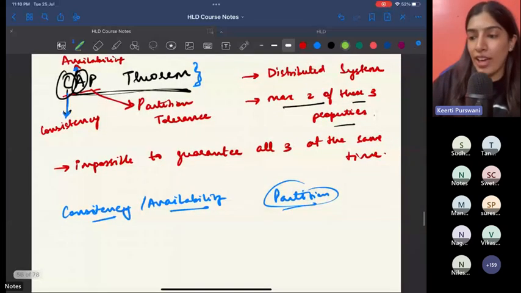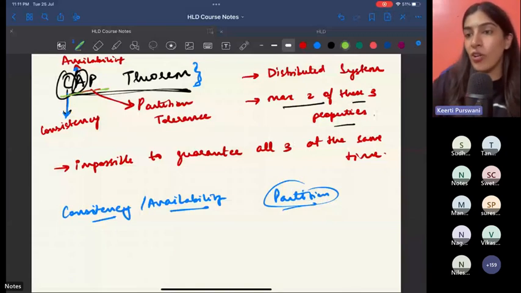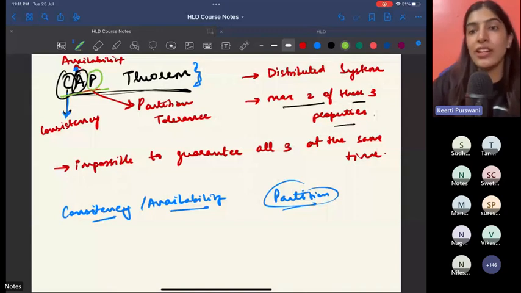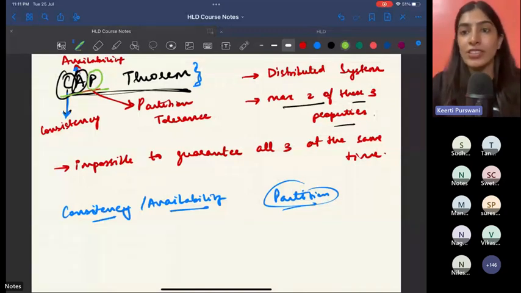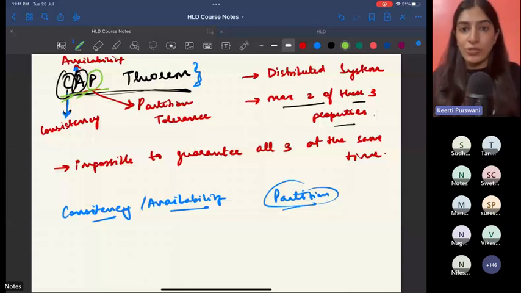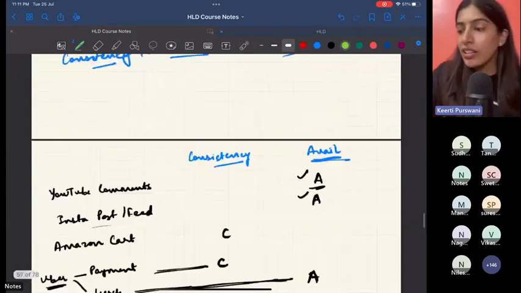Then we discussed that out of CAP, we can have at max two properties supported. We cannot guarantee all three at the same time. So when we said we can have at max two of these, we know that we cannot make our systems partition tolerant because network failures are out of our hands. Network failures can happen. So now we have to prioritize between what? Consistency or availability. We have to make a decision. There are trade-offs, right? You can have a percentage of both, but you have to prioritize one over the other. There's always a trade-off, right?